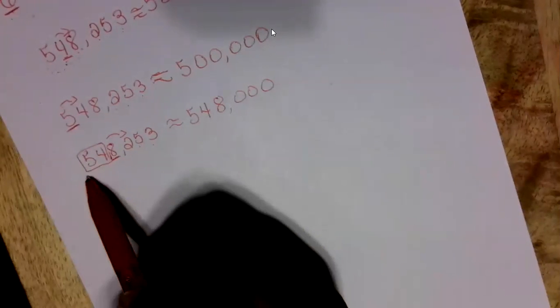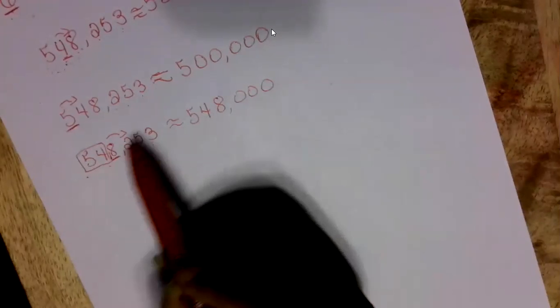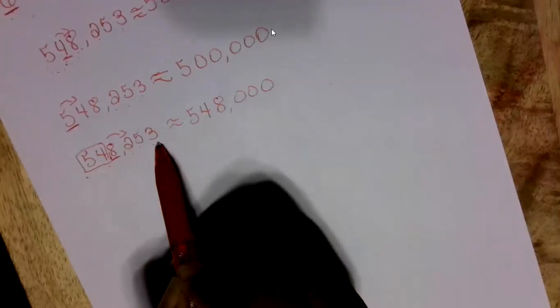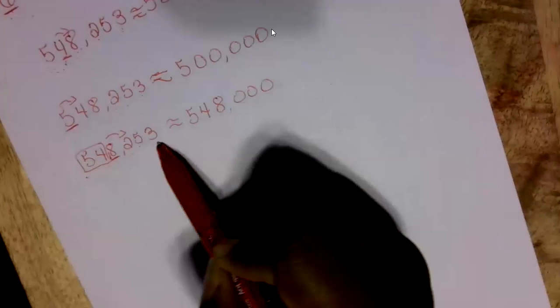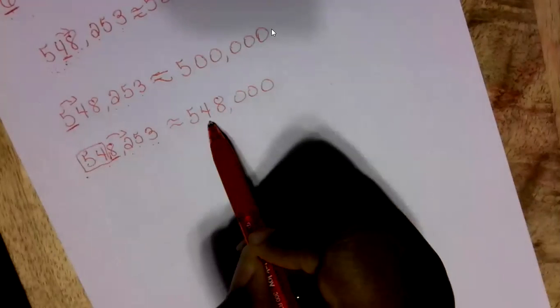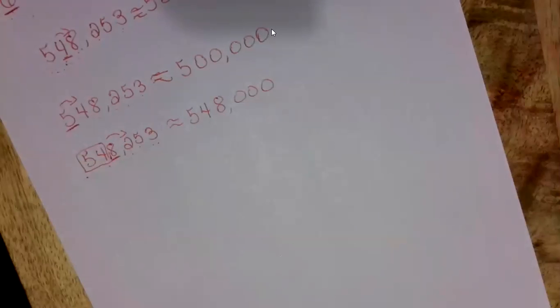So we're saying that 548,253 rounded to the nearest thousand is about 548,000.